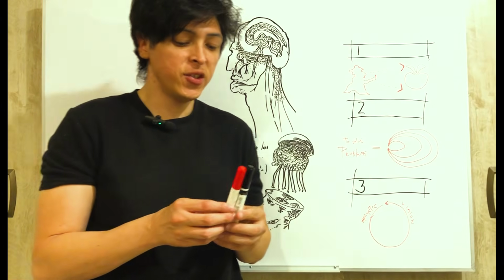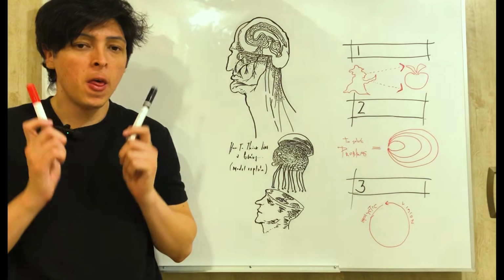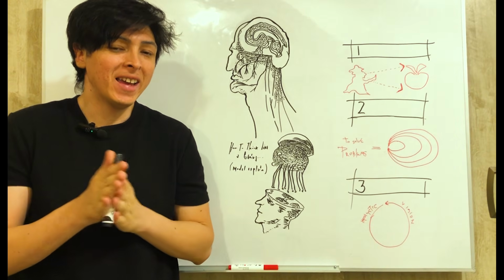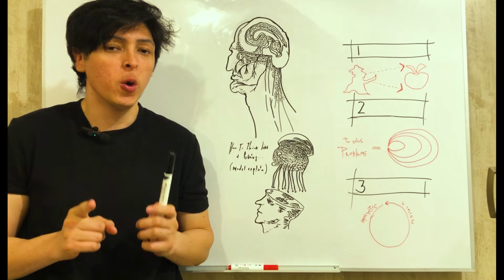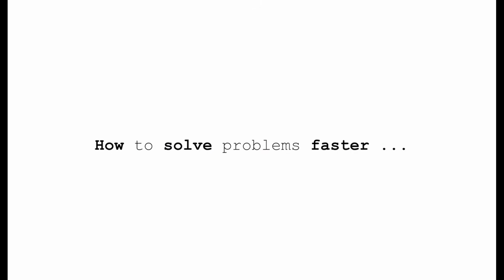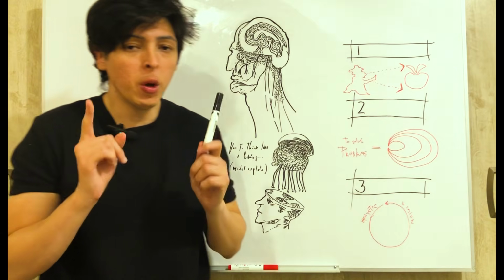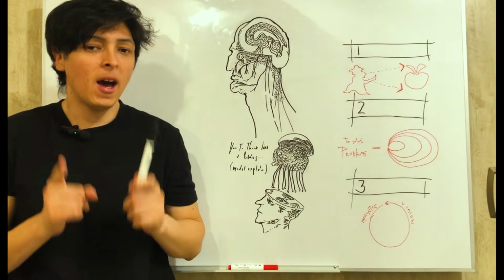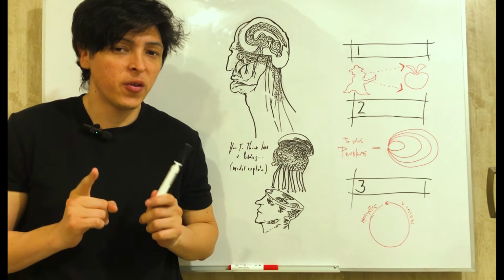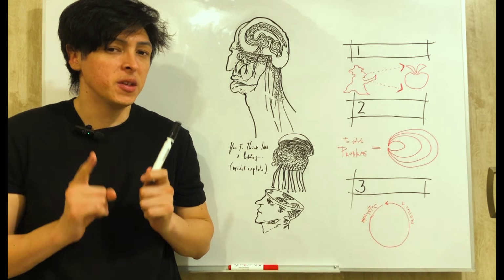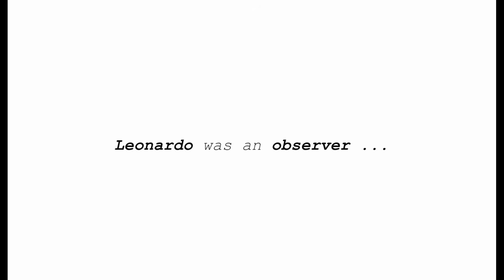How to think like a genius. In this video, we'll explain 3 simple rules to think like a genius, specifically like Leonardo da Vinci. Because most people click on this video because we want to know how to solve problems faster. And in the way we can understand this is how Leonardo thought. But before the rules, the first main concept of this video is this.